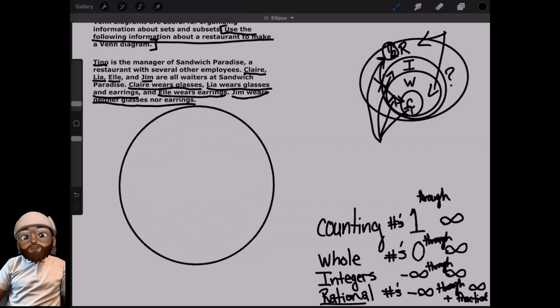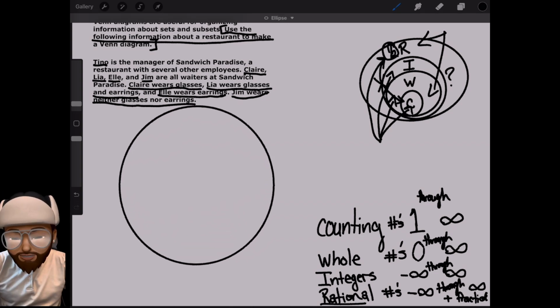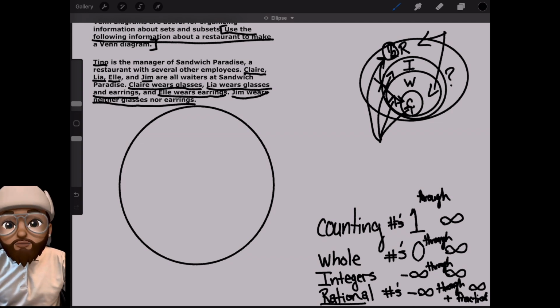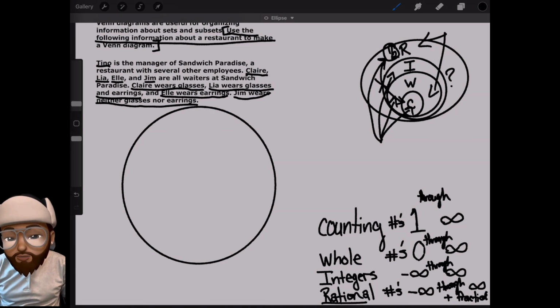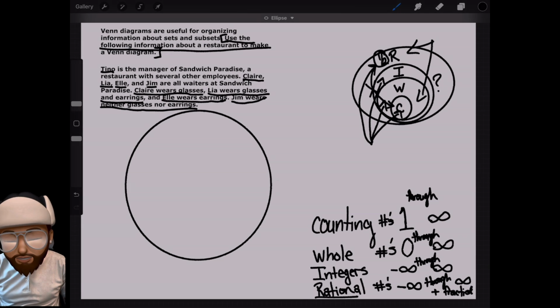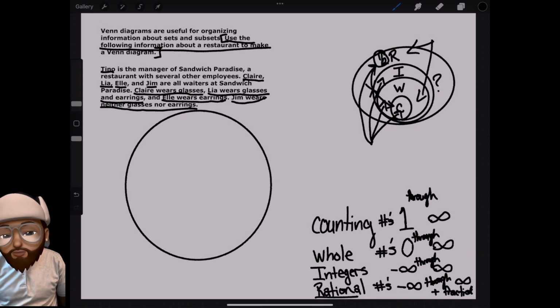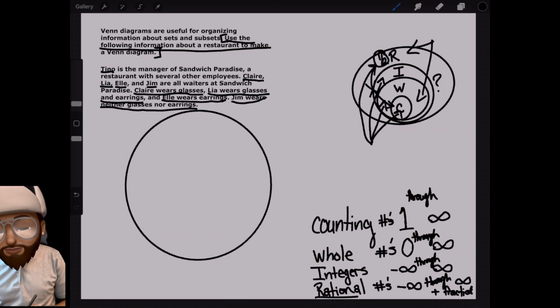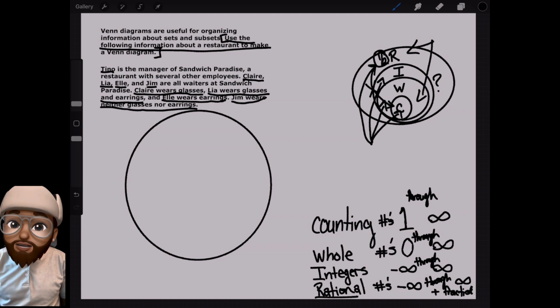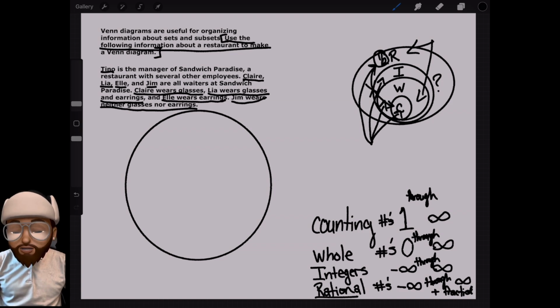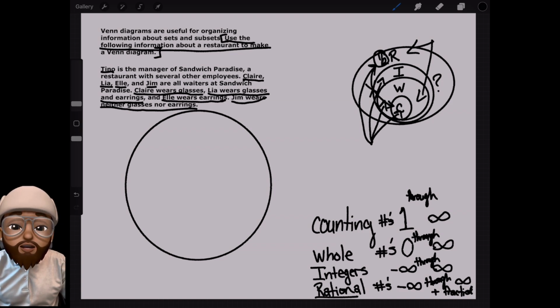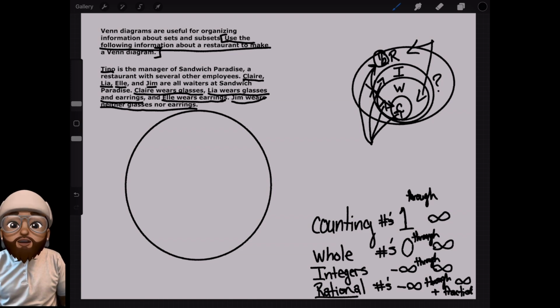And represent them. All right, so we have that circle. Now, we know that Tino is the manager of the restaurant. Do we need to represent Tino there? It says use the following information about a restaurant to make a Venn diagram. So yes, it doesn't say specifically these type of employees. We need to go ahead and include Tino.